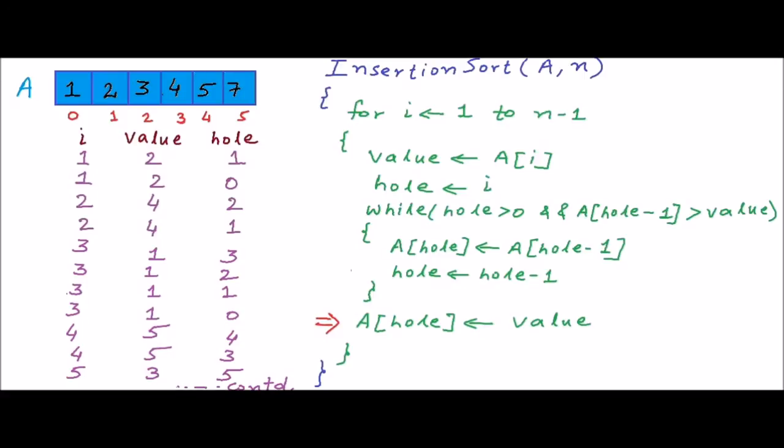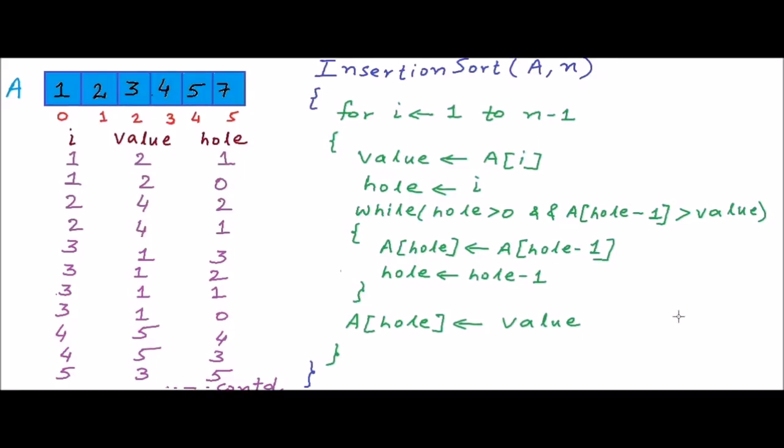Sometimes the hole may not shift even by one position. We will not even go inside this while loop. In that case, it will mean just taking out the value and inserting it again into the hole. It will happen when the number to be inserted will already be at its appropriate position. So this is pseudocode for insertion sort algorithm for you.